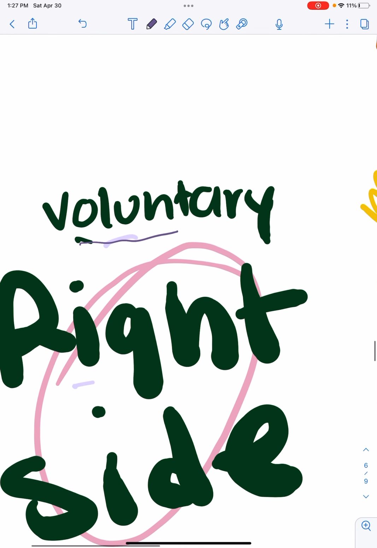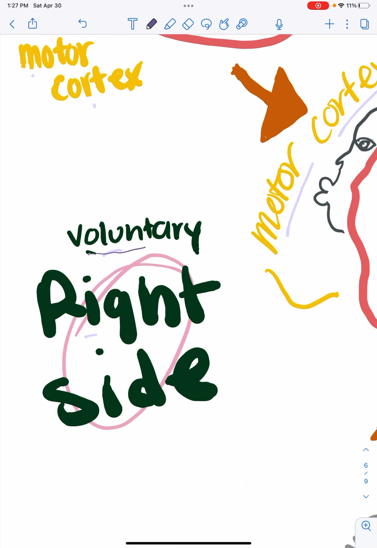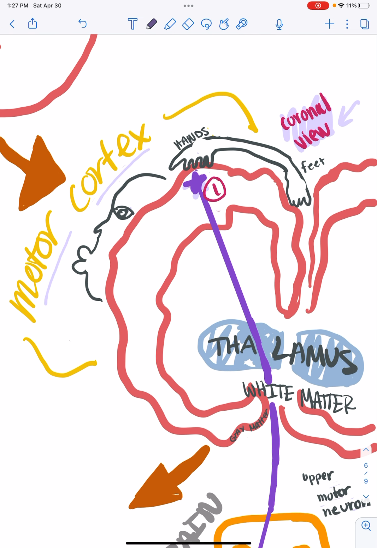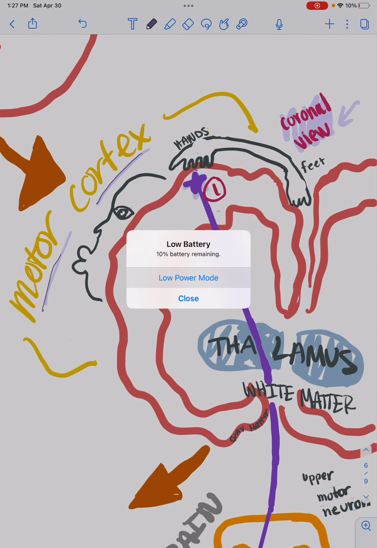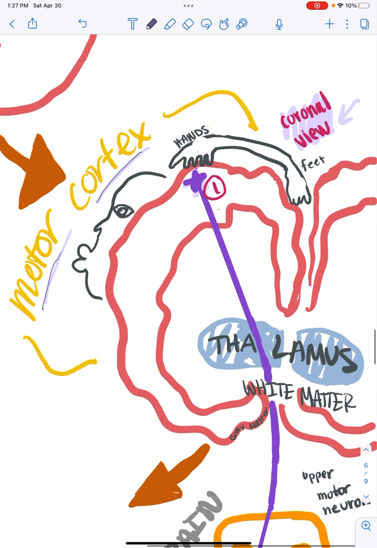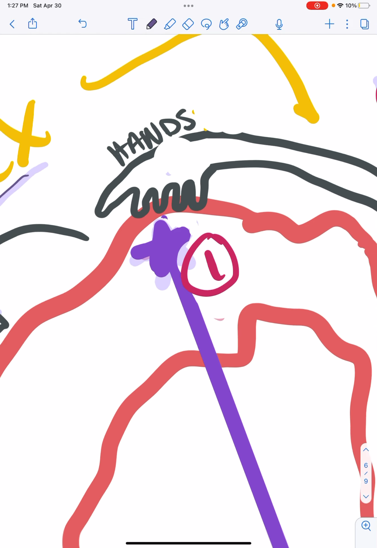In this specific example, we'll be focusing on the right side of the brain, starting off on the right side of the brain. If we take the coronal view, we will see the homunculus and, as labeled here, the motor cortex. We see the lips, the eyes, the hands, and feet. We are focusing on the hands. So here we have number 1 as the first synapse.